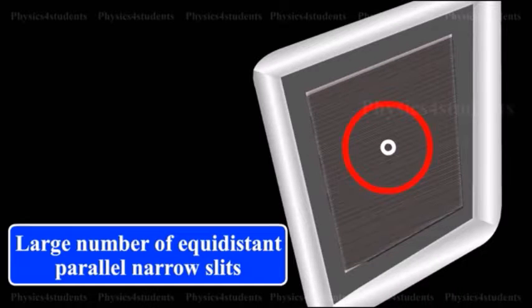Diffraction grating. An arrangement consisting of a large number of equidistant parallel narrow slits of equal width separated by equal opaque portions is known as a diffraction grating.